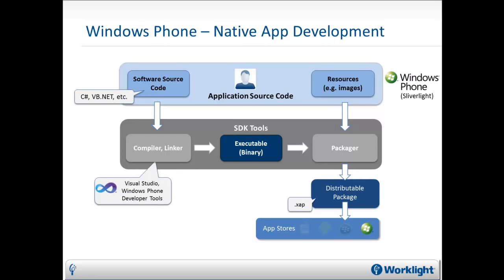And as you might expect, the process is quite similar on Windows Phone, except that the source code is written in C# or other Microsoft languages, the SDK is integrated into Visual Studio, and the resulting distributable is called .xap. The App Store in this case is Windows Phone Market.